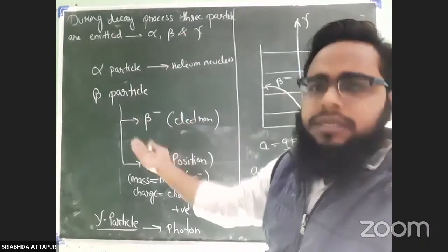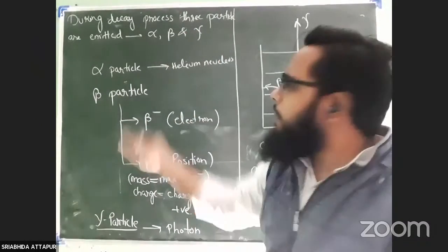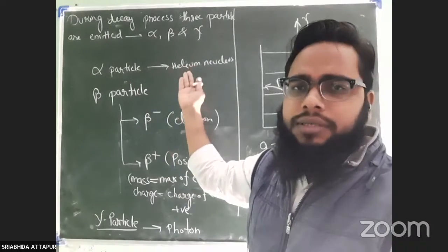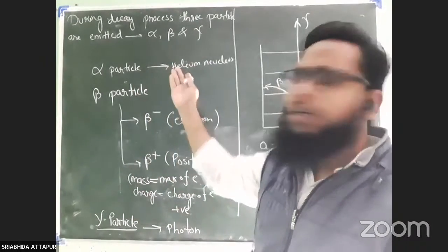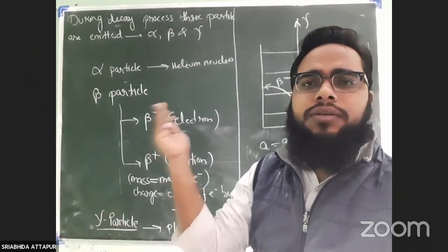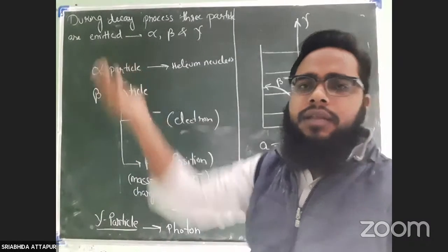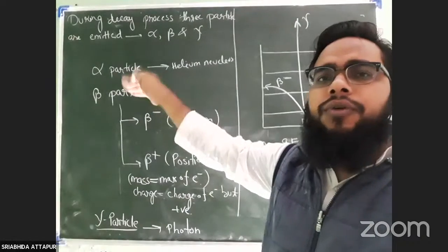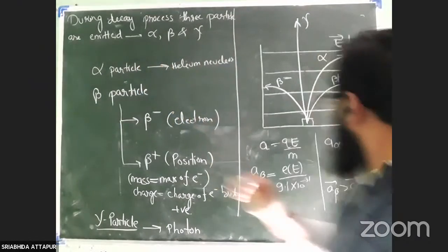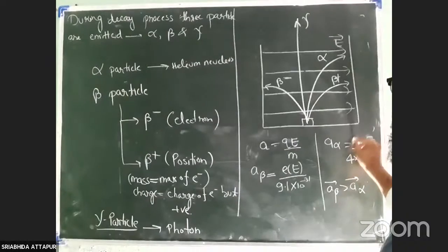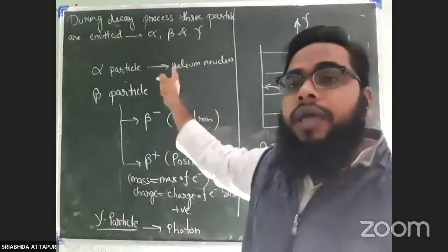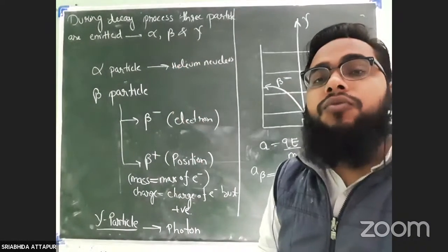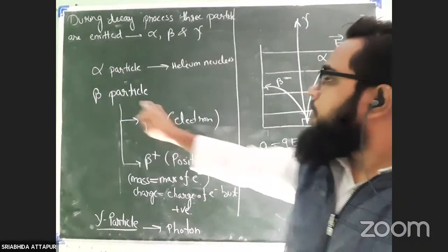Therefore, I discussed what is the alpha, what is the beta, what is the gamma. So alpha, everyone knows, is a helium nucleus. What is the charge? Equals to how much charge? 4, because 4 protons are there. Therefore charge will be 4e. Sorry, 2e. Here I took 4e. It is 2e. Mass equals to 4 amu. So atomic mass.